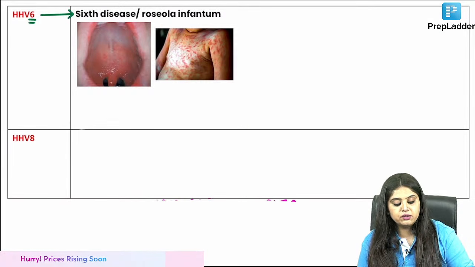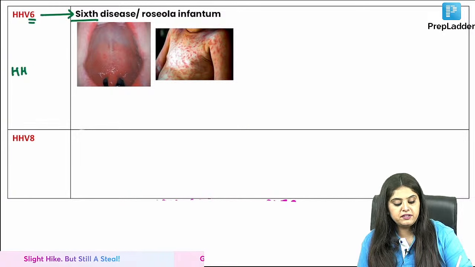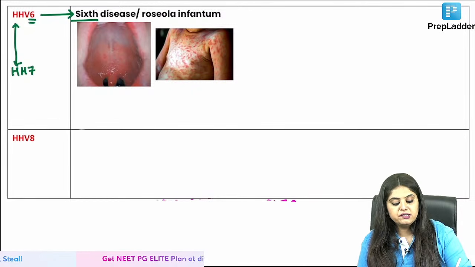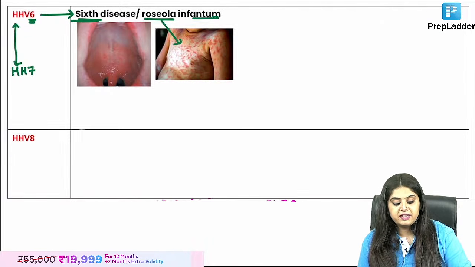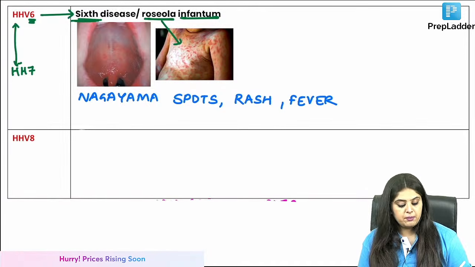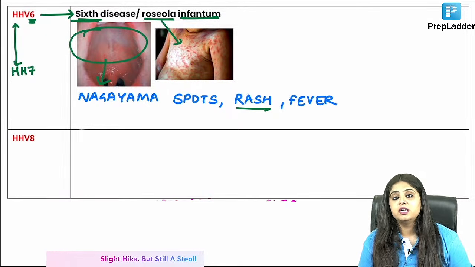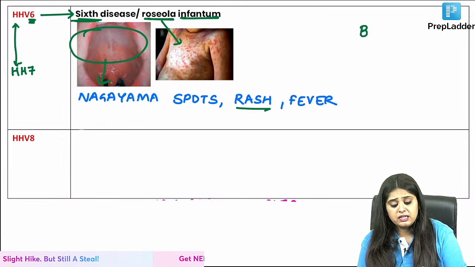It causes 6. That is sixth disease. In fact, HHV7 and 6 roughly cause the same disease. So HHV6 causes sixth disease that is known as roseola. Roseola means some rose color rash. Infantum, in an infant. So I can see a rash over here, which is very obvious. Apart from the rash, I can see some spots known as Nagayama spots.